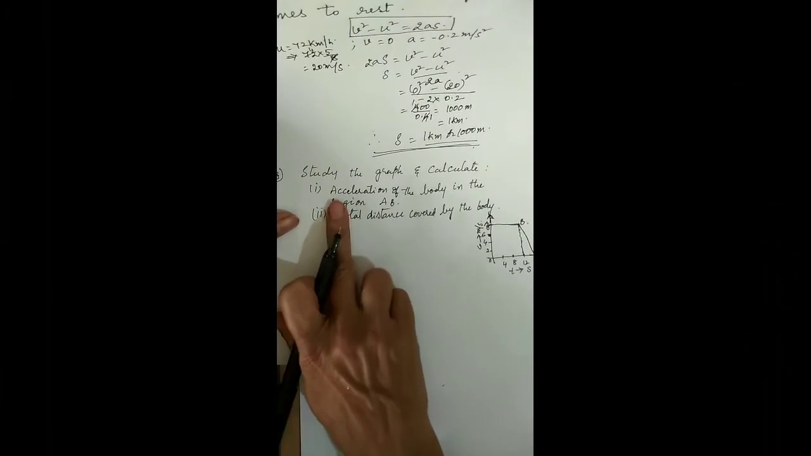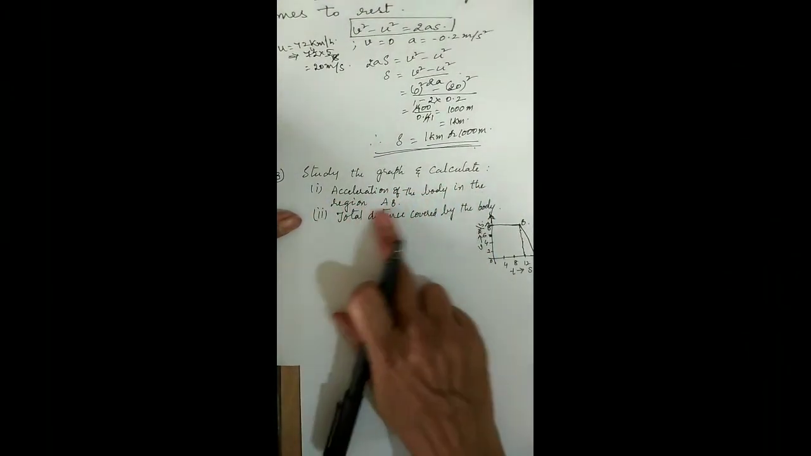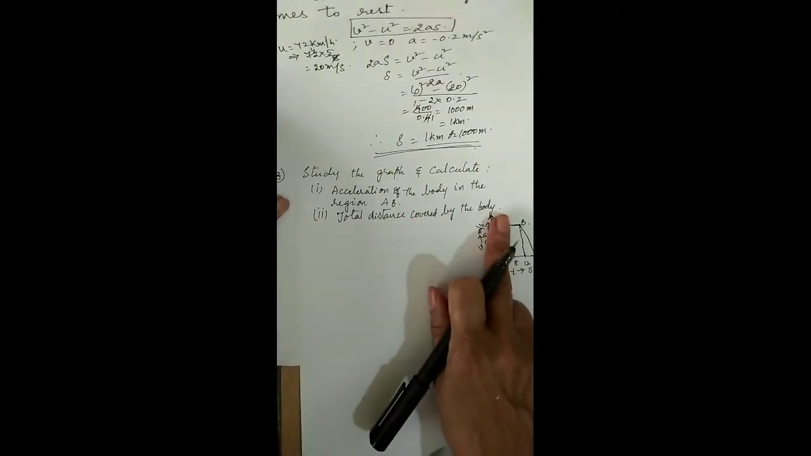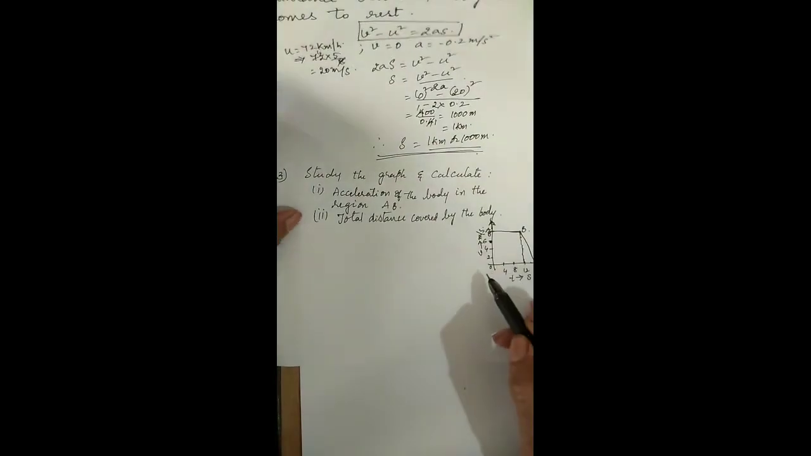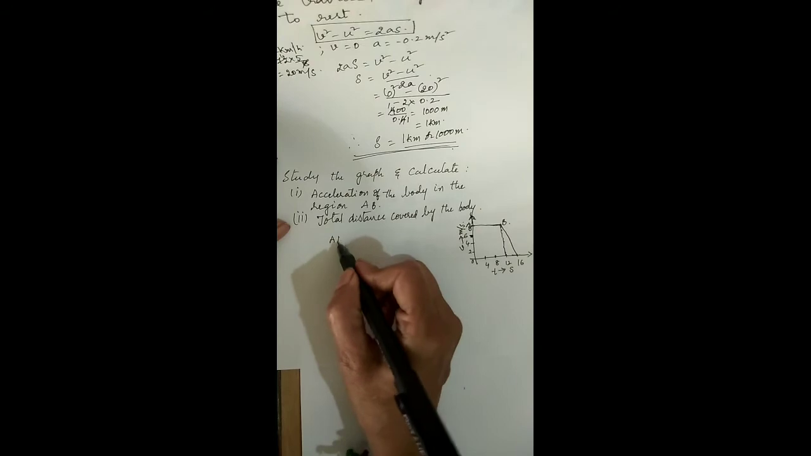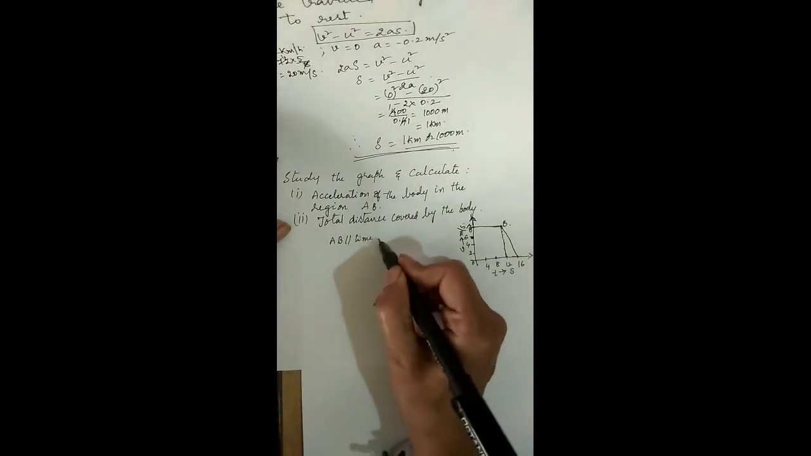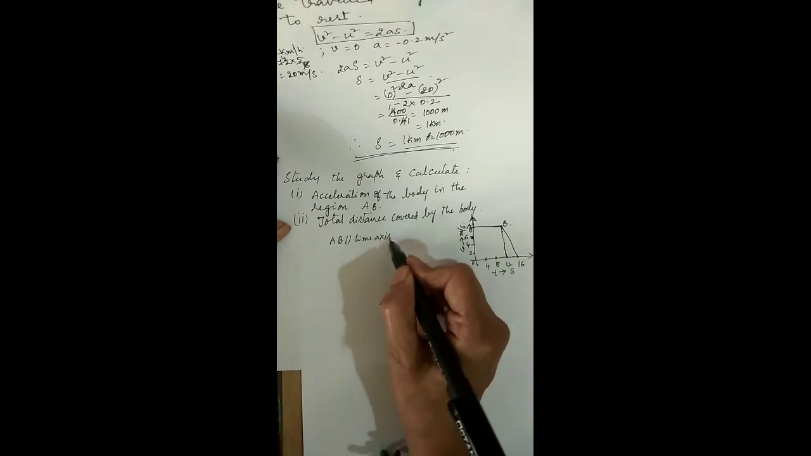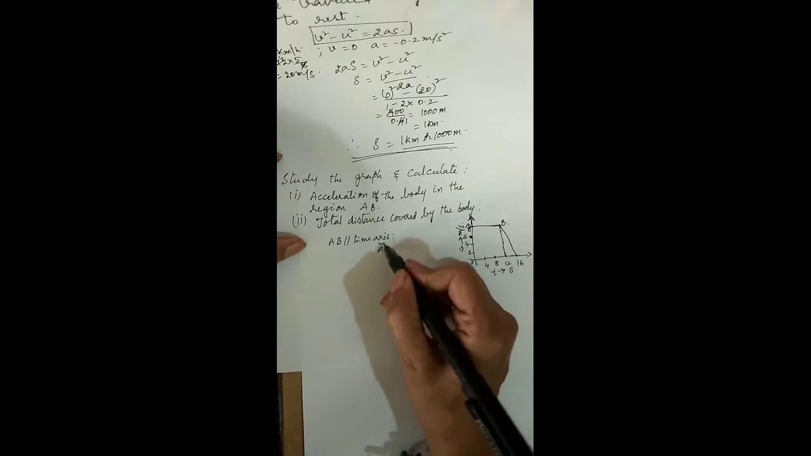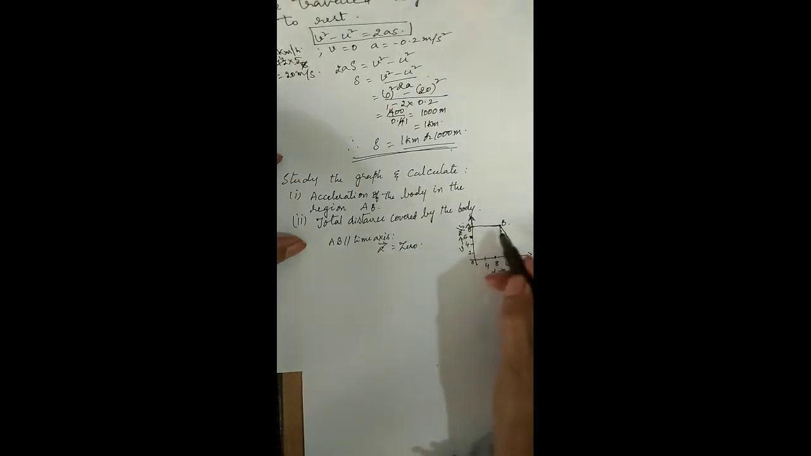Third question. Study the graph and calculate the acceleration of the body in the region AB and the total distance covered by the body. Now, this is the graph. So AB is parallel to the time axis. So the velocity is constant. When velocity is constant, acceleration is 0 in this region, AB region.